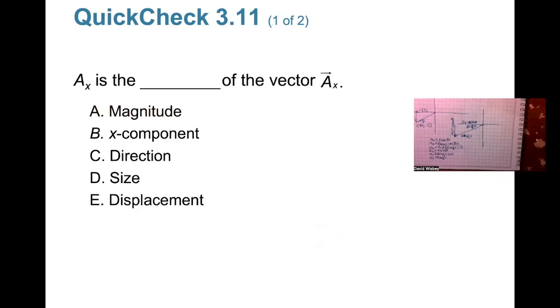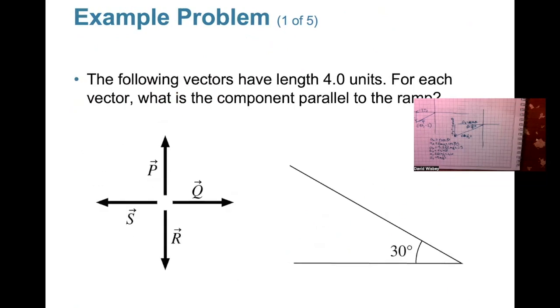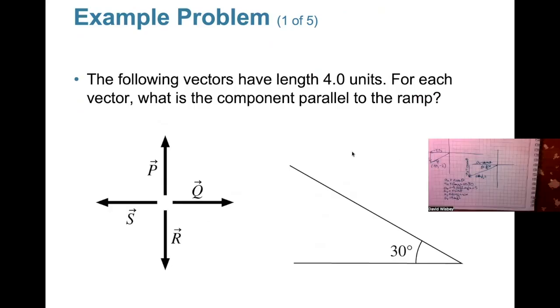Okay, so AX is the blank of the vector A. Well, it's the magnitude. The following vectors have lengths of 4 units for each vector. For each vector, what is the component parallel to the ramp?